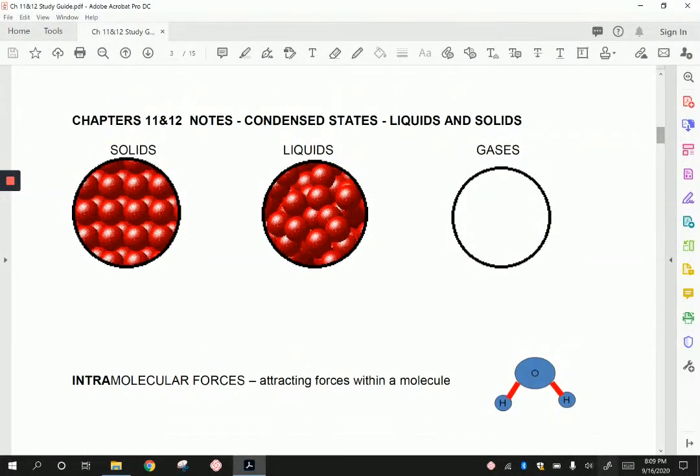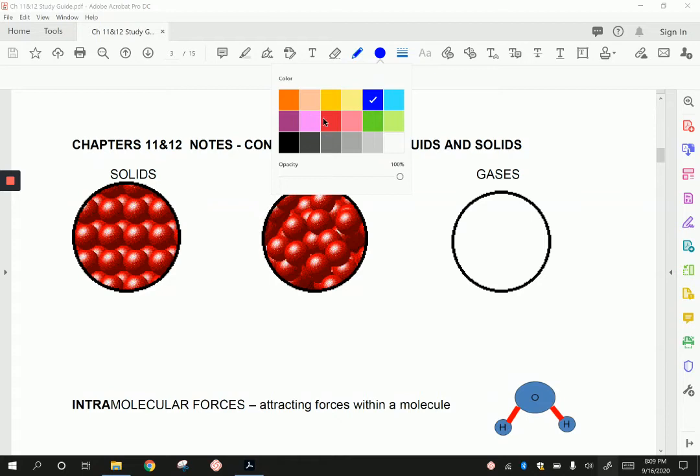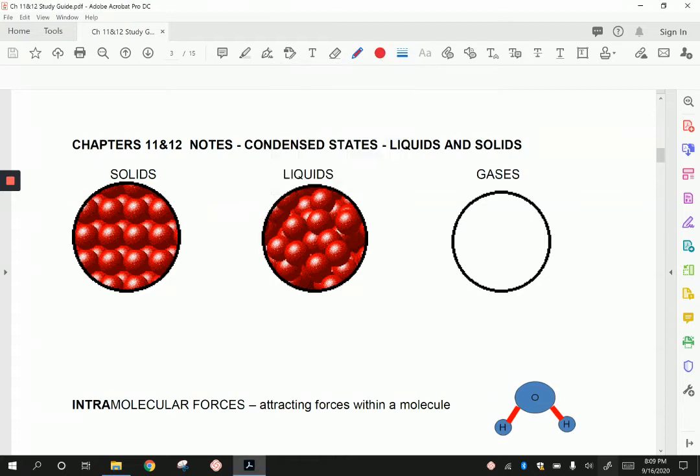Let's start our notes with a brief overview, kind of a reminder of the difference between solids, liquids, and gases. So we have particle diagrams here. This one I'm going to go ahead and draw in one or two maybe particles there. It should not be completely empty. So solids: particles close together, tightly packed.